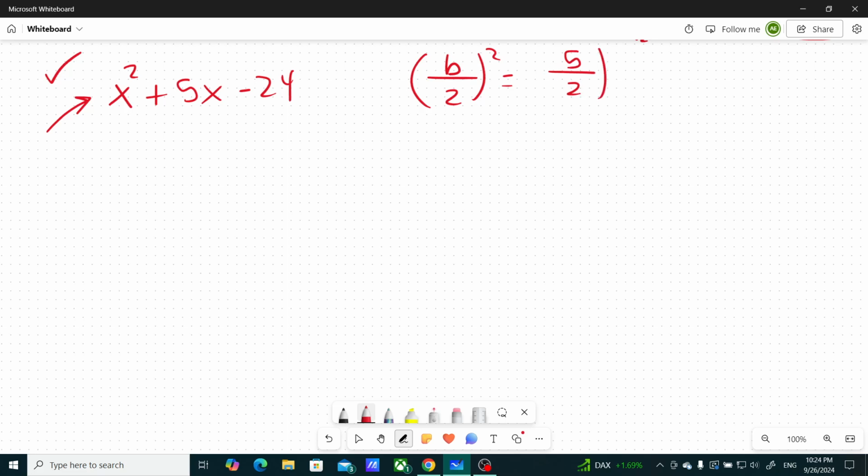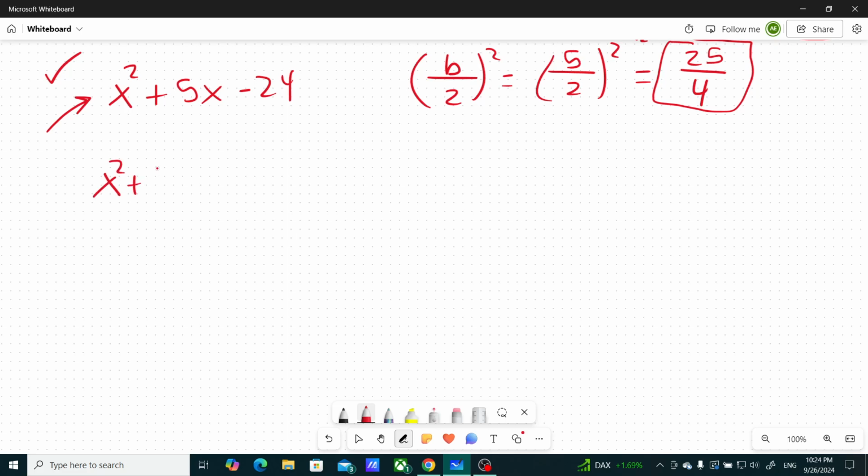x squared plus 5x minus 24. Okay, this is not a perfect square trinomial. The first step, I will need to check that a is 1. That is correct. So I can use my magic formula, which is b over 2 squared, where my b is 5, so 5 over 2 squared. That is going to equal 25 over 4: 5 squared is 25, over 2 squared is 4. So in order to make this a perfect square trinomial, I will need to add a 25 over 4. So let's see how we can do that.